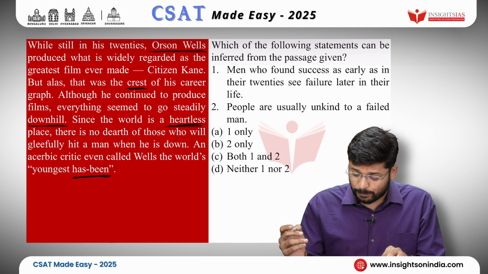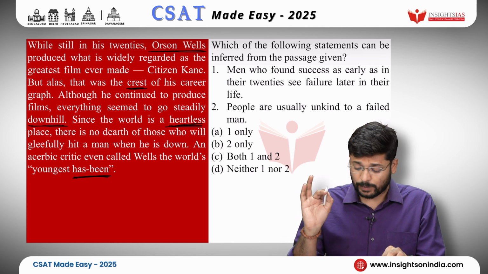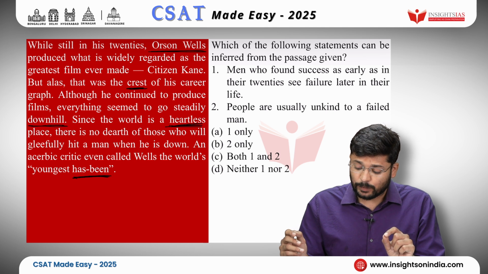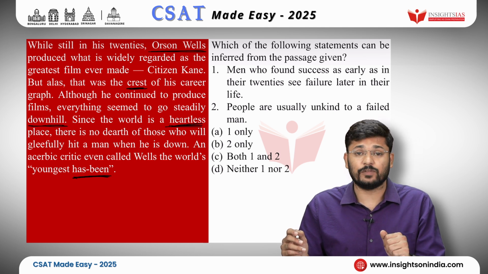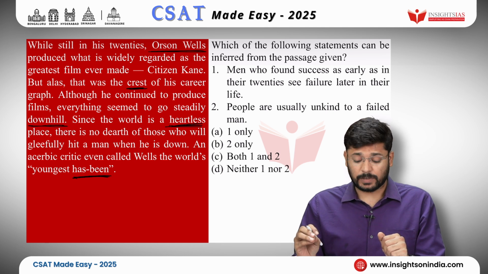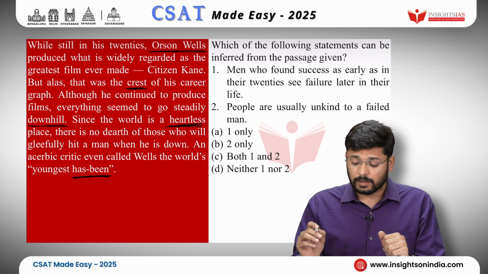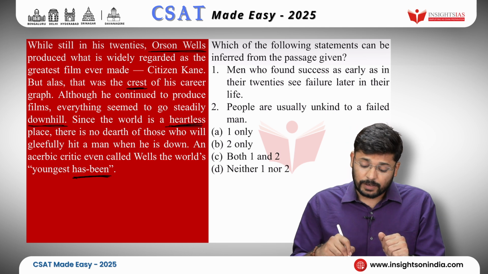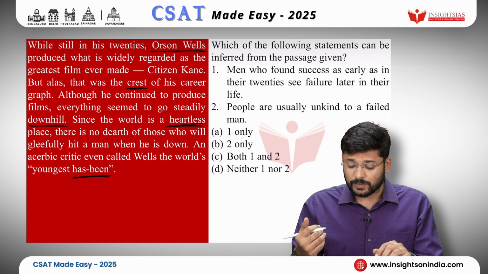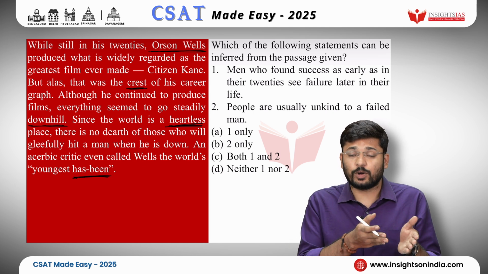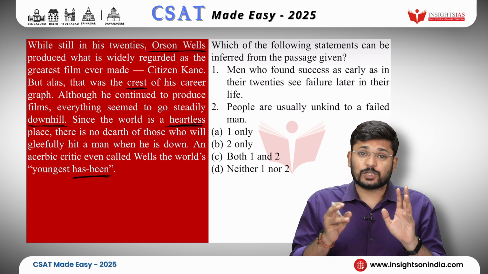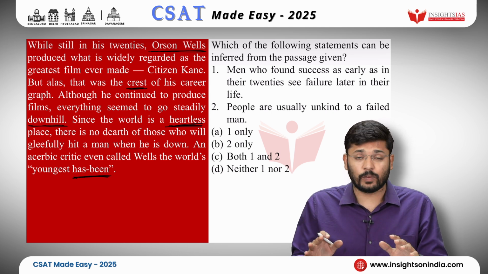Which of the following statements can be inferred from the passage given? Men who found success as early as in their 20s see failure later in their life. Can we come to this inference based on the passage given? No. I told you that you should accept what is given in the passage. So you might ask me, we accepted and it happened to Orson Welles, so why can't we call it the inference? The passage says that it happened to Orson Welles.